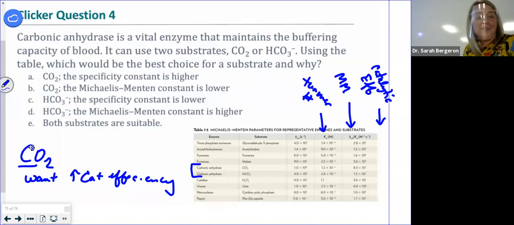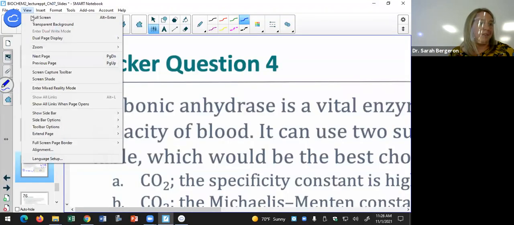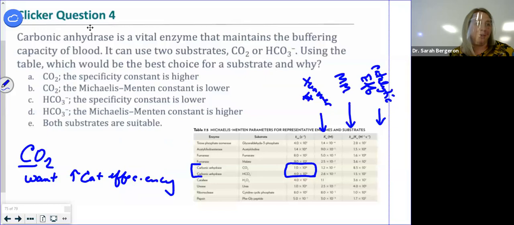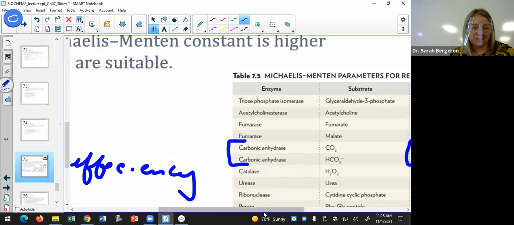Okay, so now, does one of the answer choices say the highest catalytic efficiency? No, it doesn't, right? So now you have to go back and say, well, how did I get this really high catalytic efficiency? So what do you say, A or B? Okay, so if we compare the two, let's see. It's already zoomed. I just got to remember to scroll over.